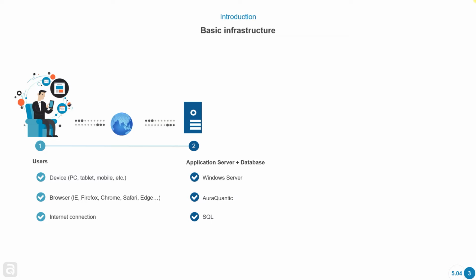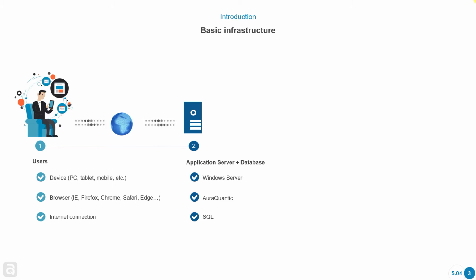And we're going to have the platform installed somewhere in a database. It's going to be installed in a server. It's going to have a database. And in the server, we're going to have Windows Server. We're going to have the platform, AuraQuantic, and we're going to have the SQL databases. So if we want to access the database, we're going to have to enter the server. We're going to have permissions to enter the server.